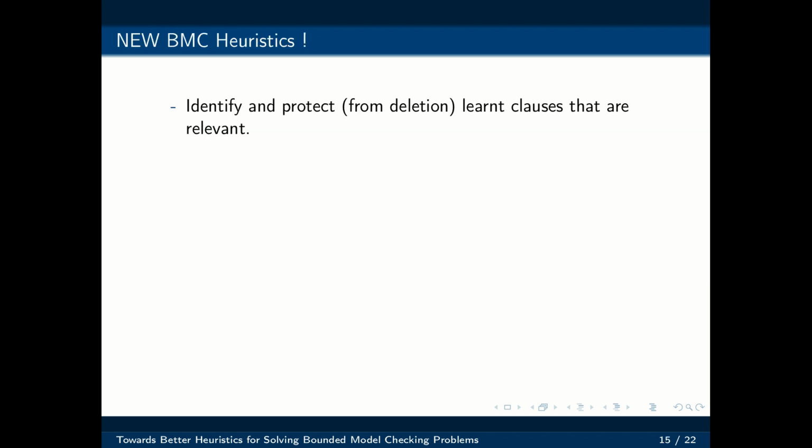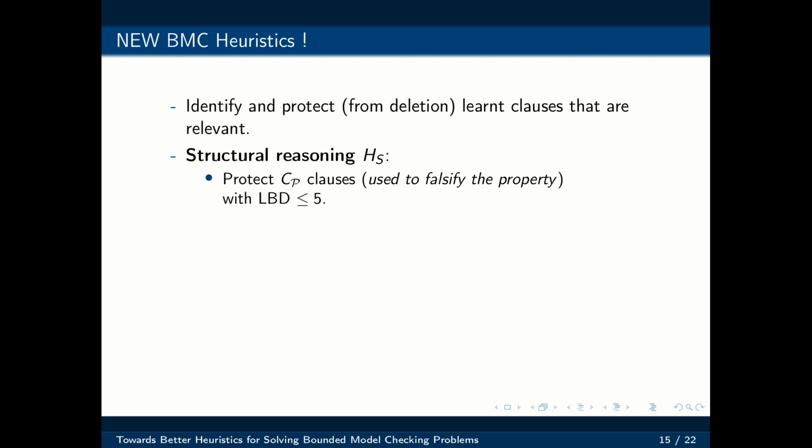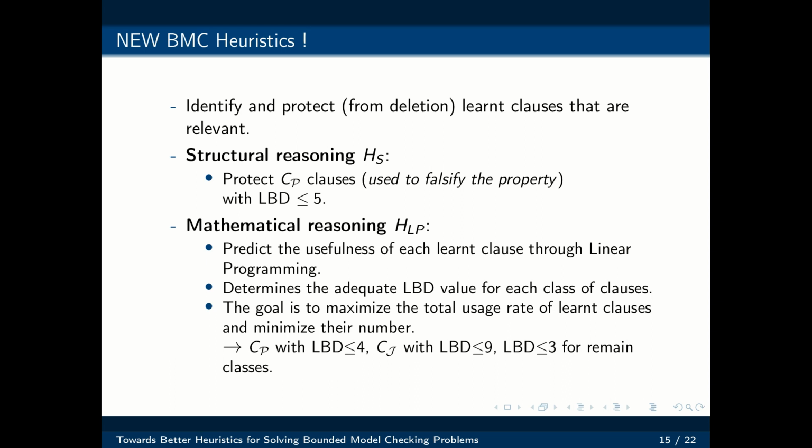So one of the proposed heuristics is based on this observation. It protects clauses of class CP with an LBD less than or equal to 5. The second idea has a mathematical reasoning. It is based on linear programming and aims to predict the usefulness of each learned clause by determining the adequate LBD value of each class of clauses, with the goal of maximizing the total usage rate of learned clauses with a minimum number of involved clauses.